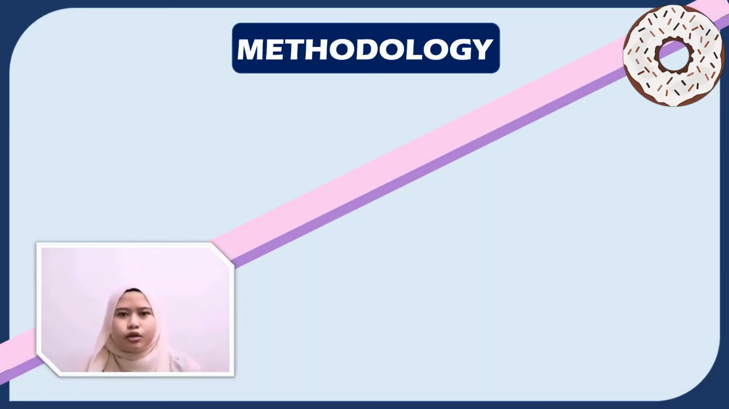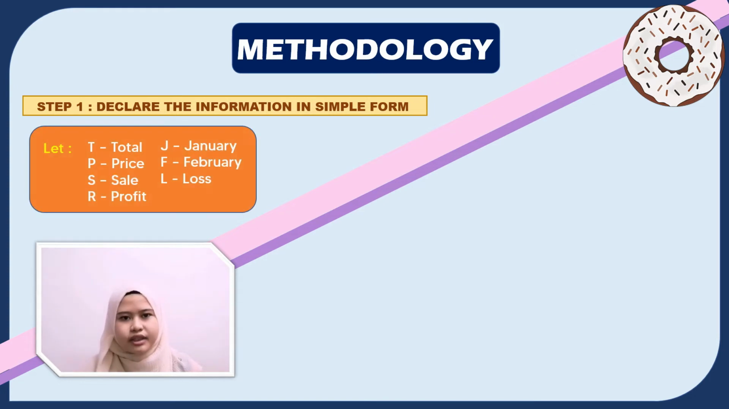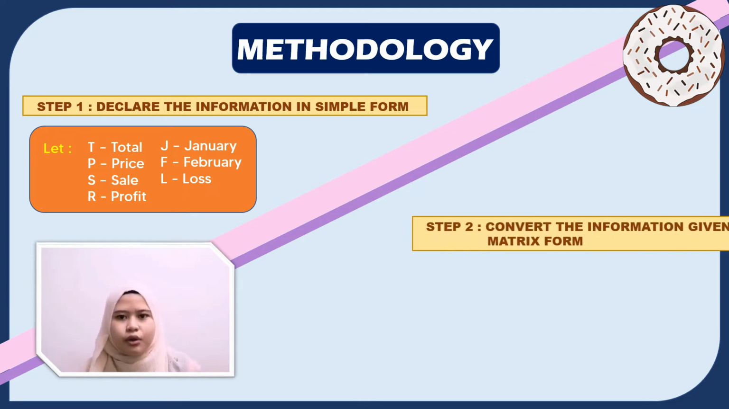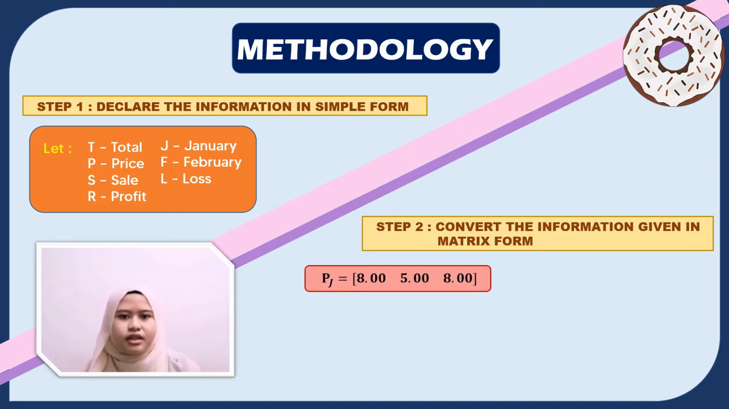Okay, next is methodology. Step 1, we need to declare the information that we get from the problem statement in simple form. We let T as total, P as price, S for sale, R for profit, J represent January, and F represent February. Step 2, we convert the information given into the matrix form. Price of all items during January are put in the matrix PJ, while the price of all items in February are put in the matrix PF.